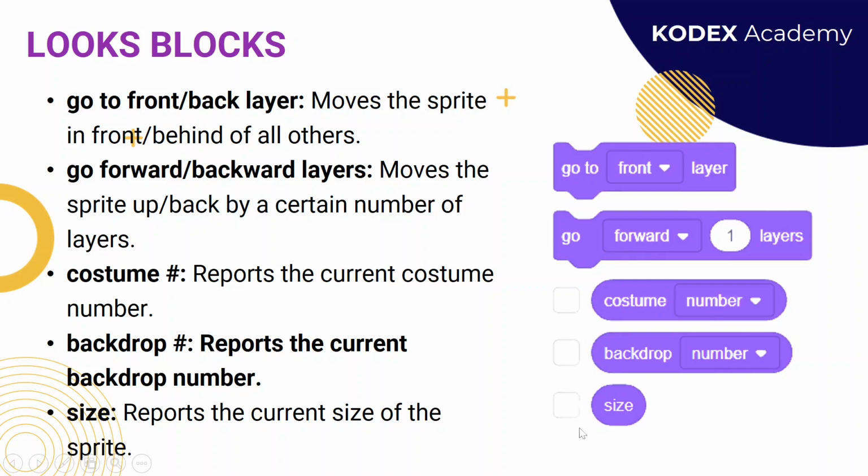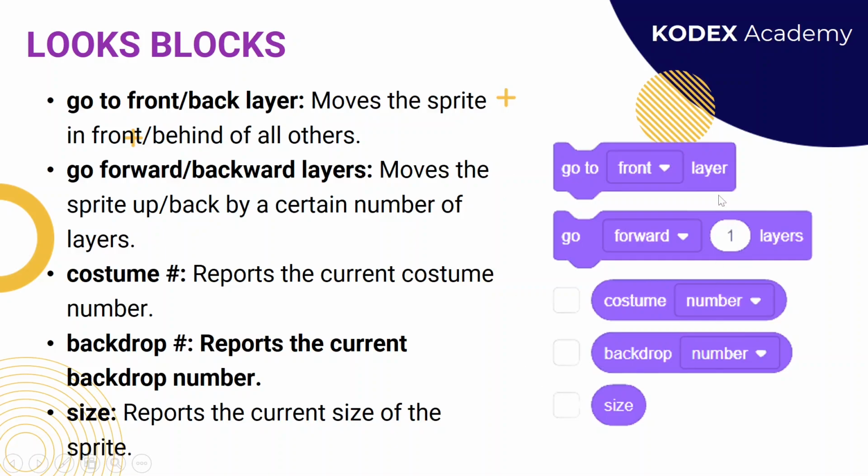And these three, when you want to see the costume number of your sprite, which backdrop is visible in the current state on your screen, and what is the actual size of your sprite. Once you click on this square, it will automatically appear on the screen and you can see which costume is visible right now, what is the current background, and what is the size of your sprite.